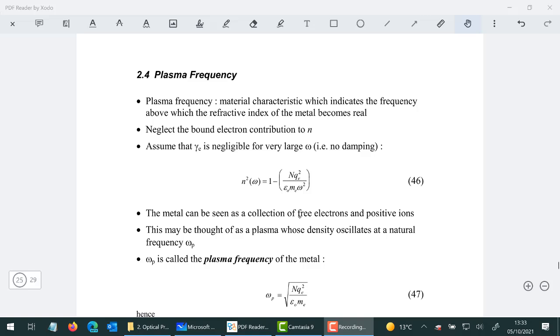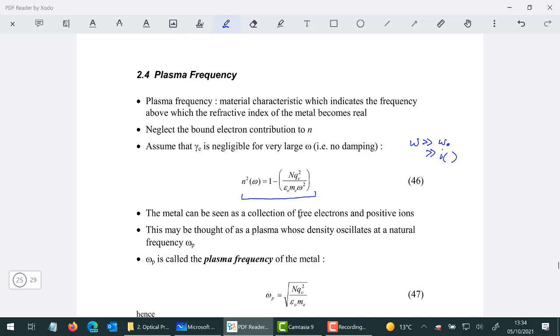If we look again at equation 45, then if omega is very, very much bigger than omega naught and is also very much bigger than the damping term, I times the damping term, then we can simplify the equation for the refractive index into something which looks like this.